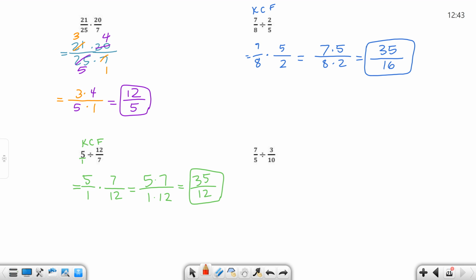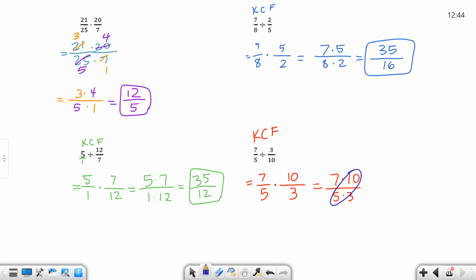So there's division. If it's division, I'm going to do what? Keep, change, flip. So I'm keeping the 7/5, and then I'm changing division to times and flipping this to get 10 over 3, right? And that's going to then give me 7 times 10 over 5 times 3. And by the way, if you can work it from here without rewriting it, that's fine. So here, does 7 over 5 simplify or 7 over 3? And the answer is no.